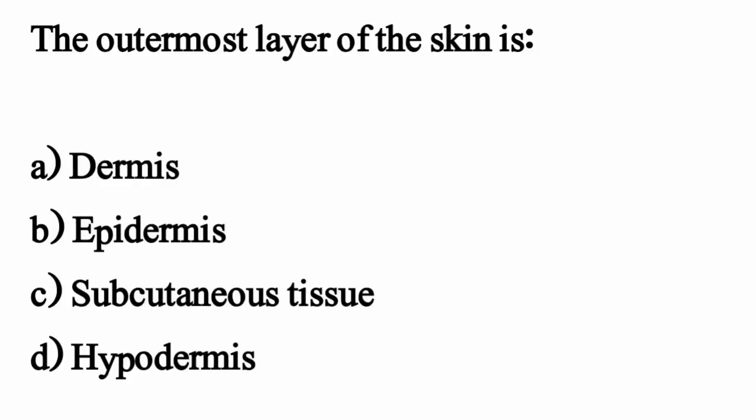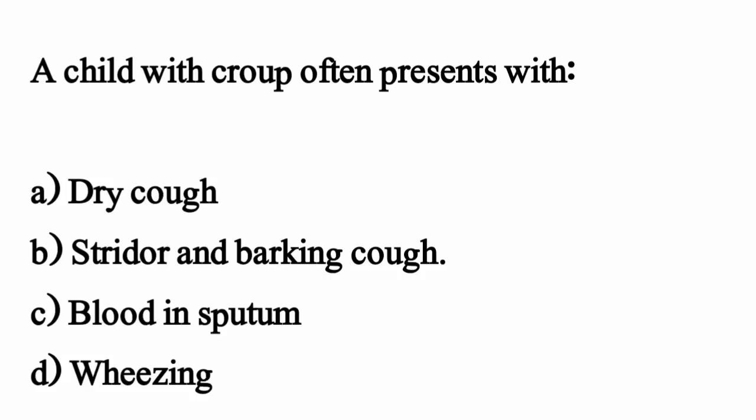The outermost layer of the skin is. The correct option is option B, epidermis. A child with croup often presents with. The correct option is option B, stridor and barking cough.